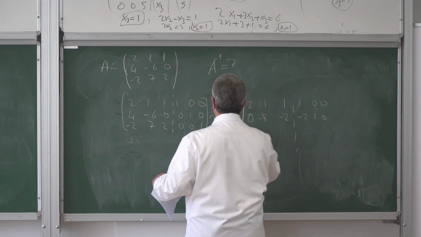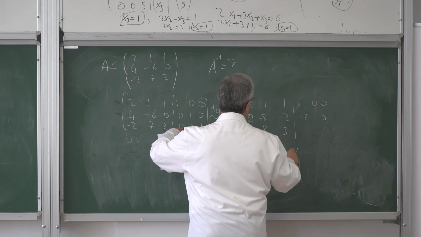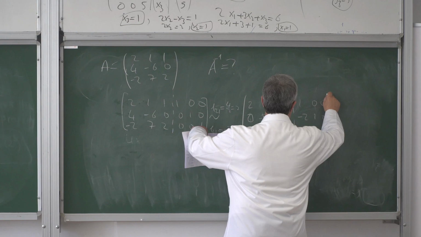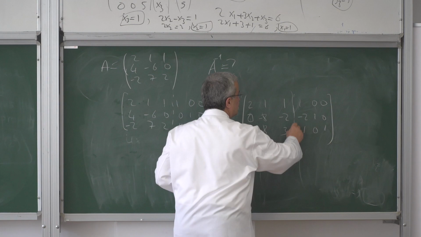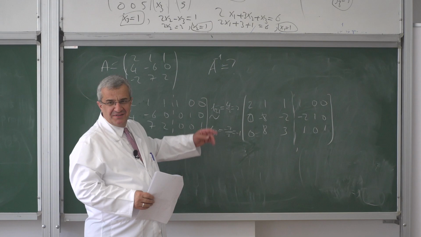So this is 0. This is 8. This is 3. This is 1. This is 0. And this is 1. Just Gaussian elimination, okay? Here I am not doing LU decomposition, but of course, it's here. It's because I will continue further.